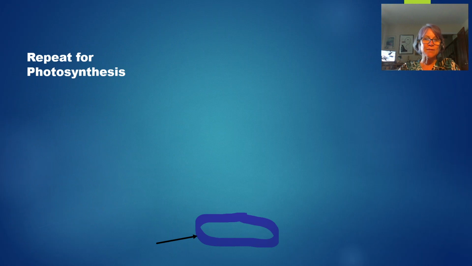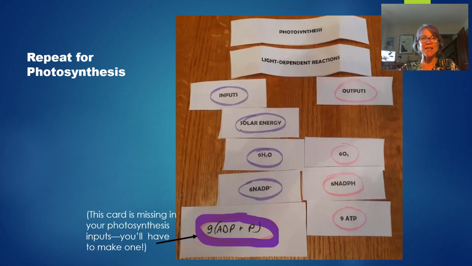And then you can see where you'll do the same thing for photosynthesis. I drew this card here because I forgot to put it on your list, so you'll need one of those blank squares. You can draw this card out, and then I circled it as an output instead of an input.